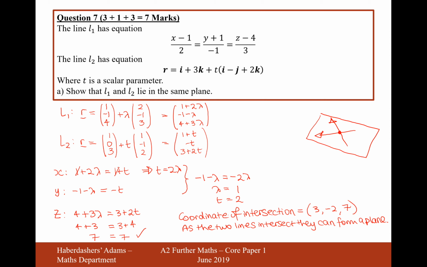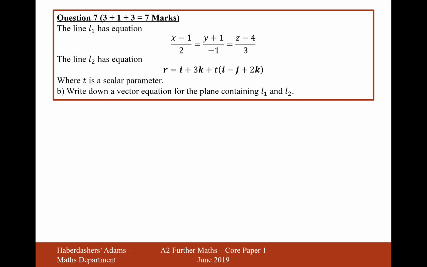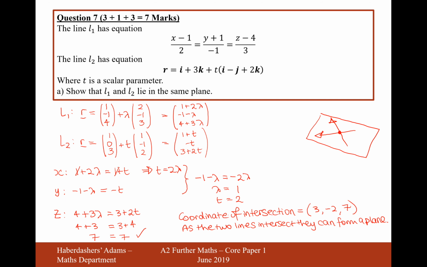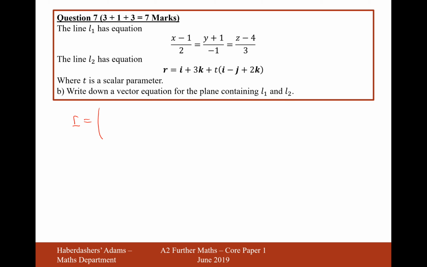Okay, so there we are. That's the answer for this part here. (3, -2, 7) is our intersecting coordinate. Part B is write down a vector equation for the plane containing L1 and L2. Well, a good idea might be to use our intersecting coordinate, but any coordinate would be fine. You could use the starting coordinate for L1, the starting coordinate for L2, or (3, -2, 7), the intersecting coordinate. Whichever coordinate you choose to use, it just needs to be a coordinate on the plane.